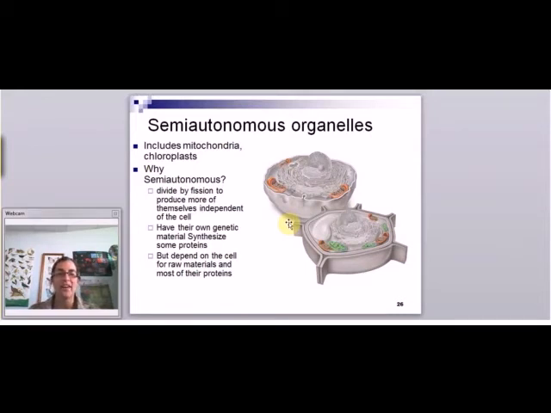And what is meant by that is that they can divide on their own, so they can make their own decision about whether or not they divide. Everything else that's in the cell can only divide when the rest of the cell divides. But mitochondria and chloroplasts can do that on their own. They have their own genetic material, and this allows them to make some of their own proteins. So they have this ability to do some of their own stuff. However, they will depend on the cell for energy and for raw materials and most of the proteins that are in the cell.